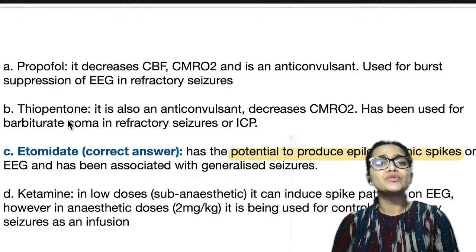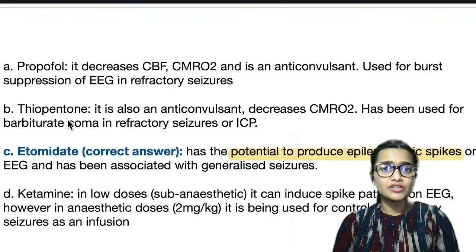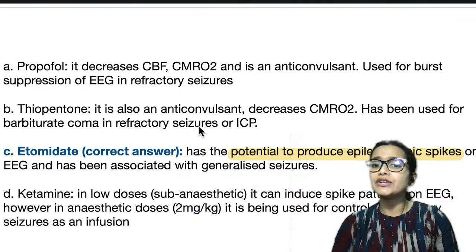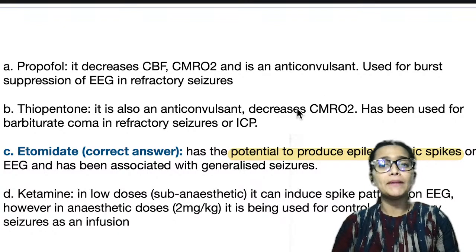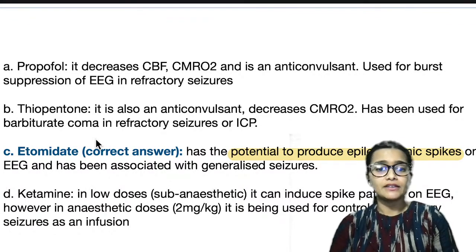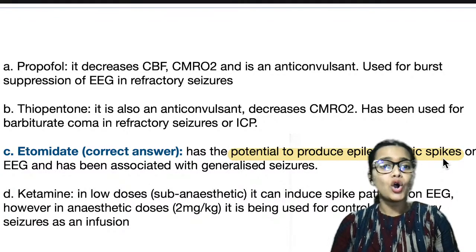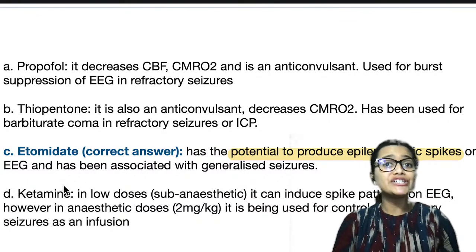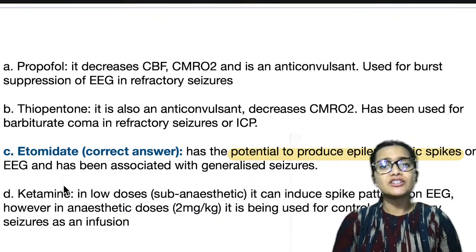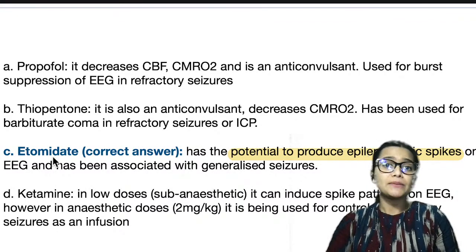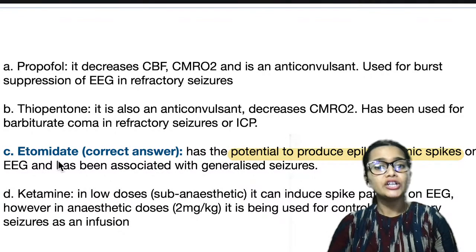Thiopentone has also been used in the past for refractory seizures or refractory raised intracranial pressure. It is also an anticonvulsant and reduces the metabolic rate in the brain. Now, etomidate, another induction agent, is the correct answer here because it actually has the potential to produce epileptogenic spikes on the EEG. And when patients undergo surgery for epilepsy with intraoperative EEG monitoring, if the surgeons cannot see any spikes to locate the epileptic foci, the anesthetist sometimes gives a small bolus of etomidate to induce these spikes.